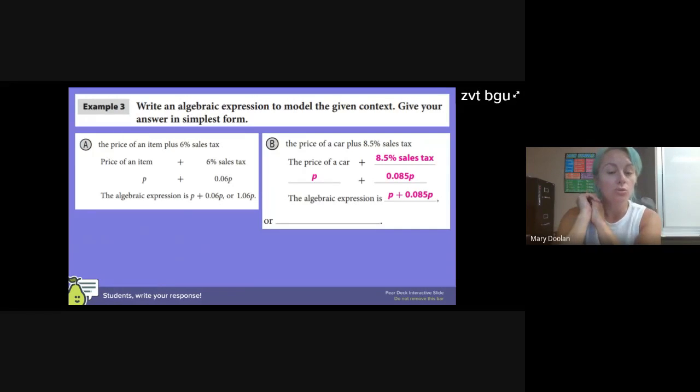We have 2 terms being added together. P plus 85 thousandths P. They both have a P in them. They are like terms. You can combine like terms. You add their coefficients. One of the coefficients is shown to you. It's 0.085. The other coefficient is hidden, but it's there. It's an invisible what?